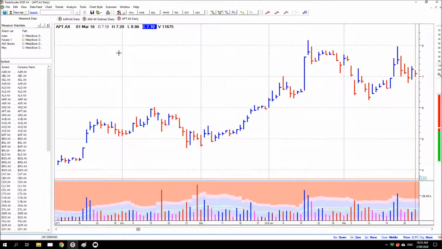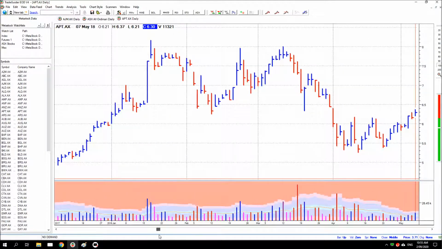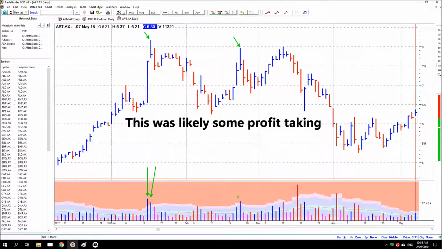Another example, this is APT, Afterpay. You see price has been trending higher, and then you can see selling pressure came in here and here, and here, and here, and that tipped price over.